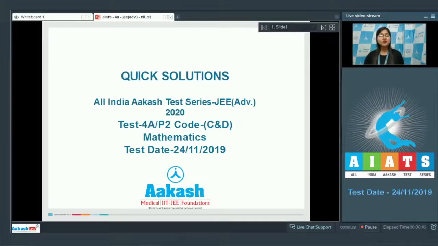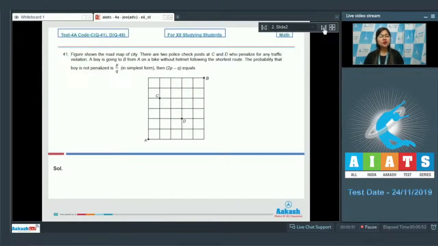Hello everyone. Today we'll be discussing the quick solutions of All India Caste Test Series Test 4A Paper 2, which was held on 24th November 2019. So let us start with question number 41, which is an integer type question.